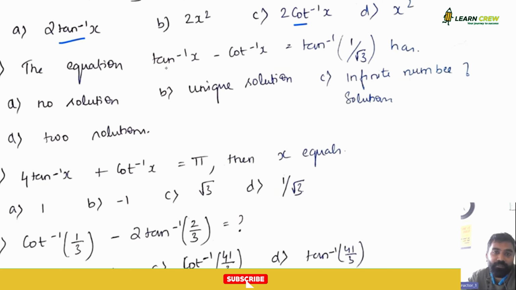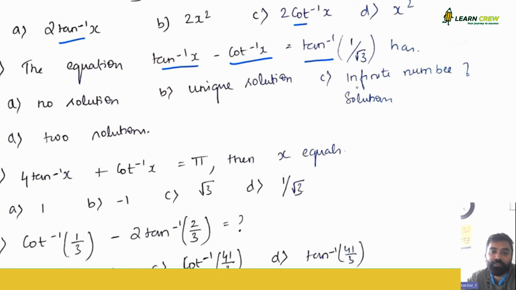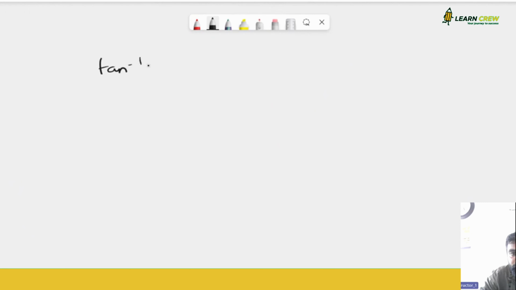The equation tan inverse of x plus cot inverse of x equal to tan inverse of 1 upon root 3. Options are: has no solution, has unique solution, has infinite number of solutions, has two solutions. Now, how can you solve it? Tan inverse of x minus cot inverse of x equal to pi by 6.